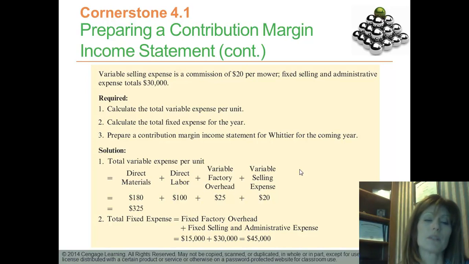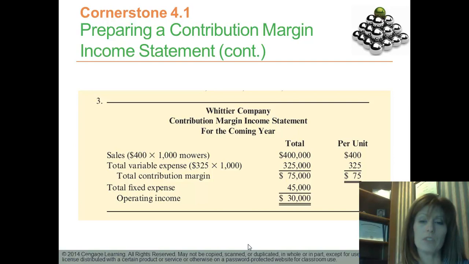Okay, so first thing we do is come up with the variable expenses. So our variable expenses are anything that changes with the number of mowers we make. So in this case we have direct materials, direct labor, variable factory overhead, and variable selling. Notice it doesn't matter that selling isn't a product expense. It's anything that's variable. So that's $325. Our fixed expense would be the fixed factory overhead and the fixed selling and administrative of $45. So we put that together. We have our sales minus our variable expenses gives us a contribution margin of $75,000. That goes towards the fixed expenses of $45, and then whatever's left over is our operating income of $30,000.